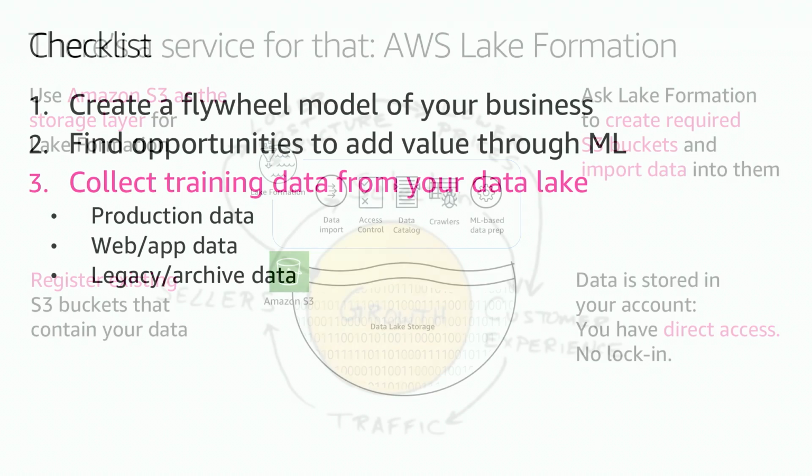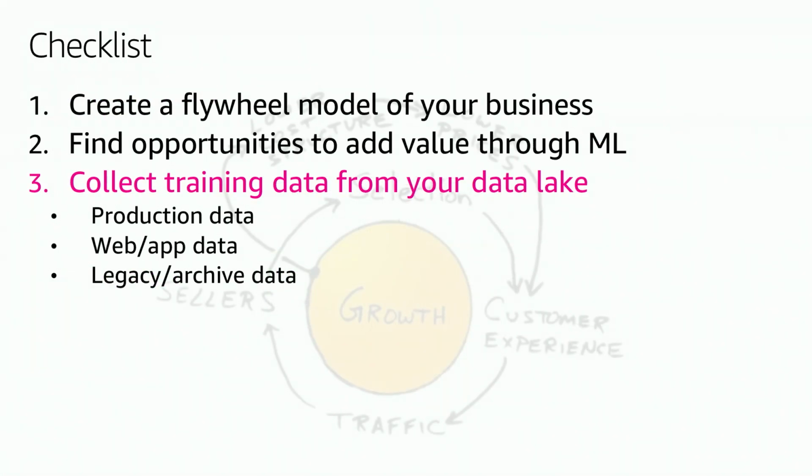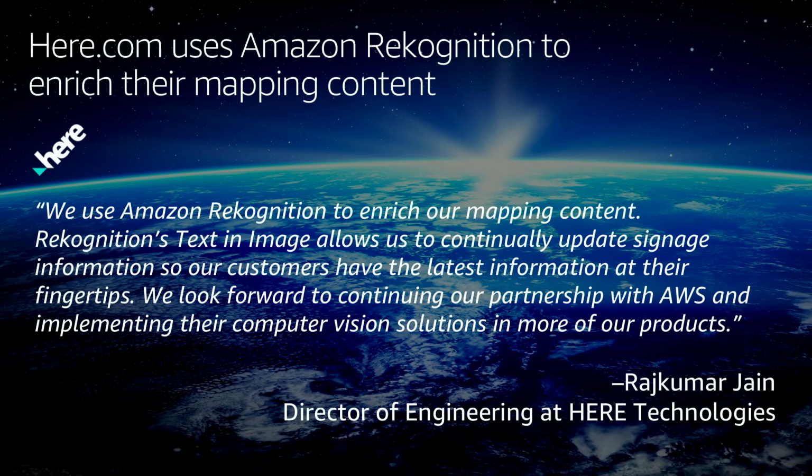Okay, so that was collecting training data. So just one example here. The company's name is here.com. They use Amazon Rekognition to enrich the mapping content. It uses Rekognition's text in image to allow continually updated signage information so the customers have the latest information at their fingertips. So this is just one example of how a customer is using a high-level service called Rekognition to add intelligence to their products or services.